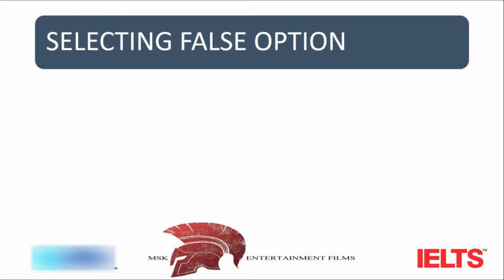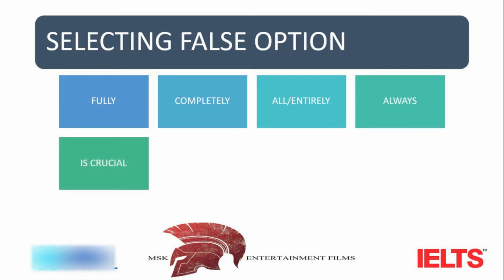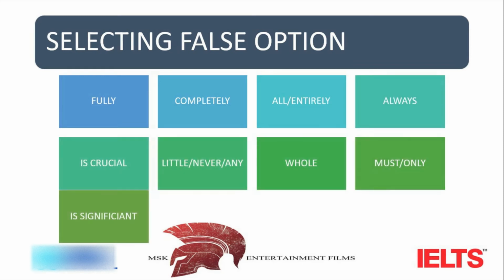The next thing is how to select the false option. The false option can be selected by these words. If there is fully, completely, all, or entirely in the sentence, or always, is crucial, little, never, any, whole, must, only, is significant.